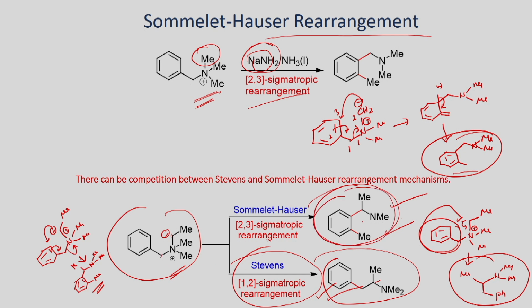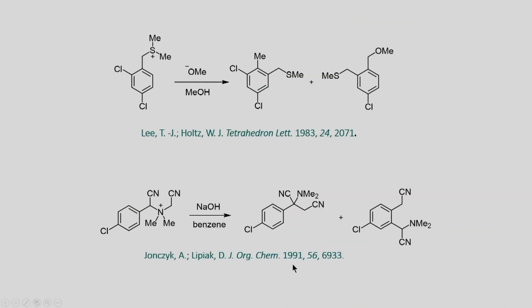On the other hand, if the benzyl group migrates as shown here, then you will be able to get this compound via 1,2 sigmatropic type rearrangement. Now, let us look at some of the recent examples from the literature.